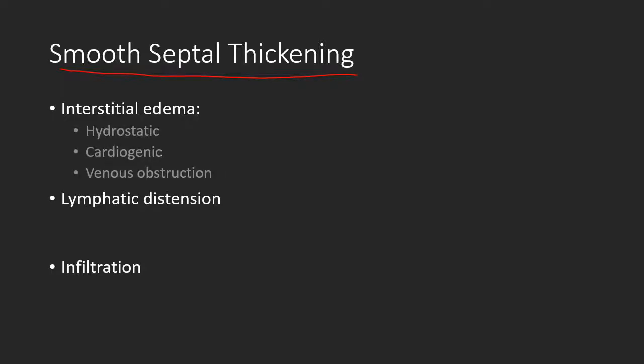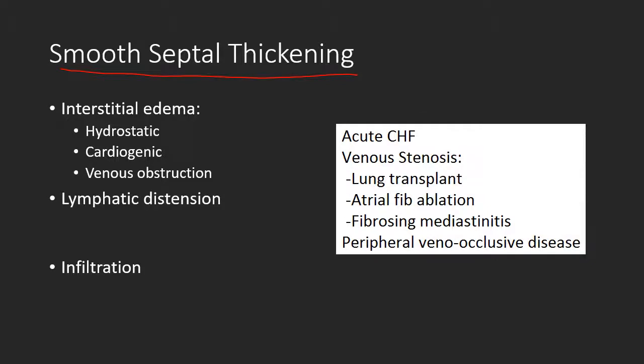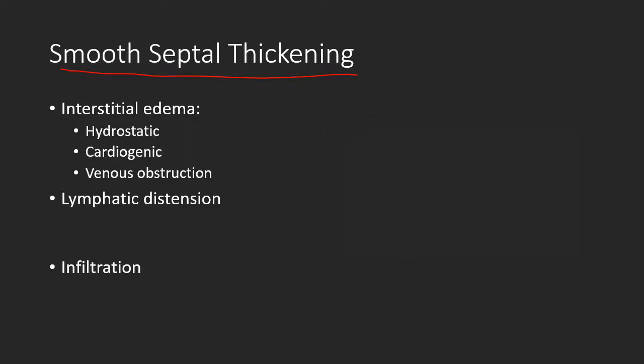So interstitial edema, so fluid within the interstitium of the lung, this is typically hydrostatic and it can either be related to some sort of cardiac process or a venous obstructive process. The big causes there being acute congestive heart failure, as well as some causes of venous stenosis. So we see venous stenosis in the setting of lung transplant, atrial fibrillation ablation, and fibrosing mediastinitis. For fibrosing mediastinitis, you could think about histoplasmosis as one of the more common causes, as well as a rare disorder known as peripheral veno-occlusive disease that produces pulmonary hypertension.